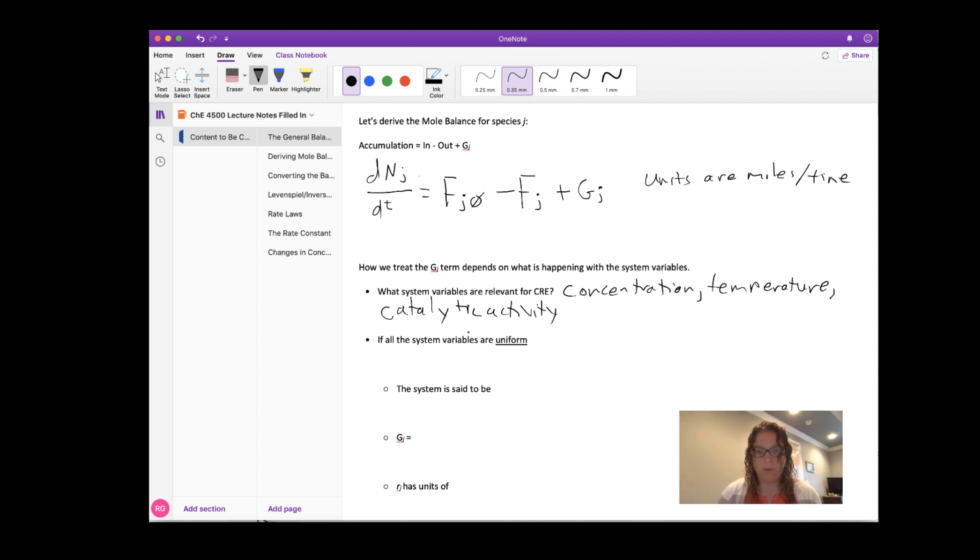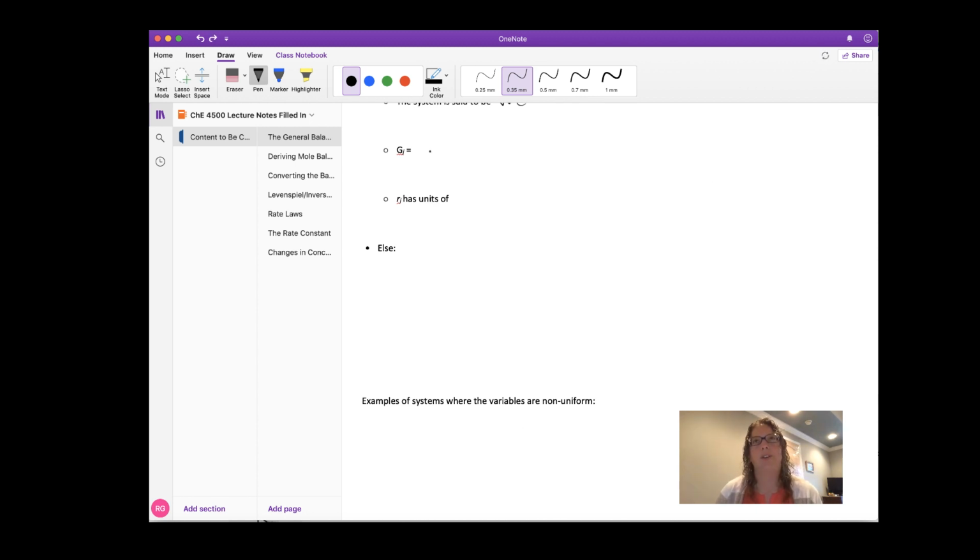Basically, we're going to think about different variables in the system, and we're going to think about two cases. Number one, those variables are all uniform. If all the system variables are uniform, then the system is said to be well mixed. So if all of the system variables are uniform, then GJ, the net rate of generation, is going to be equal to the net rate of reaction times the system volume. So we'll say that's equal to RJ, the net rate of J, times the system volume. Since the system is well mixed, the reaction rate is uniform over the entire volume, so we can just take the reaction rate and multiply that by the volume.